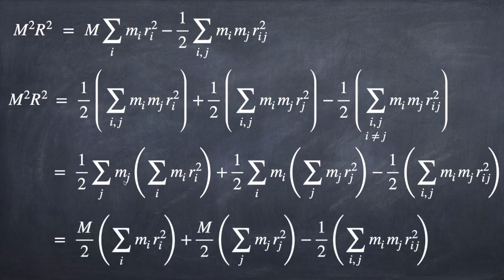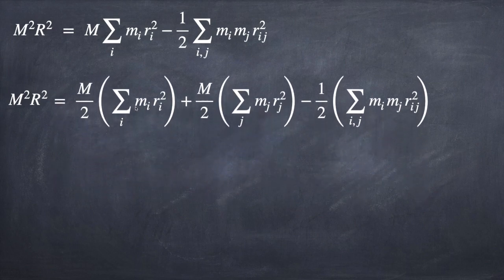Okay, so we can solve the summation of m_j over all possible values of j. This is exactly the total mass of the system, which is capital M. So the result of that is M over 2, multiplying this term here. And we do the same here. The summation of m_i over all possible values of i is the total mass of the system. So this will result in M over 2 multiplying this term. And again, we just repeat this last term.